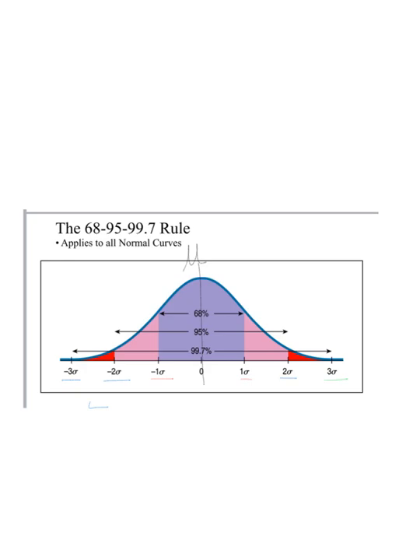Also note that between -1 and +1, this is 68% of my data. If I look between -2 and +2, this is 95% of my data. And if I look between -3 and 3, this is 99.7% of my data.